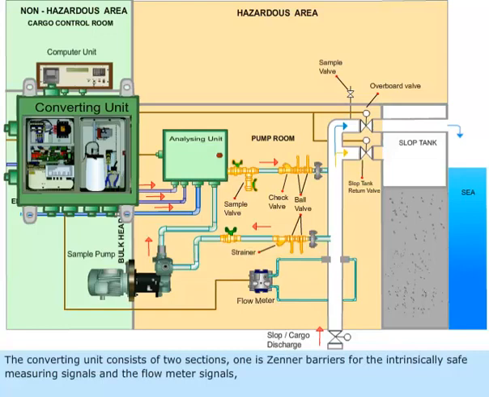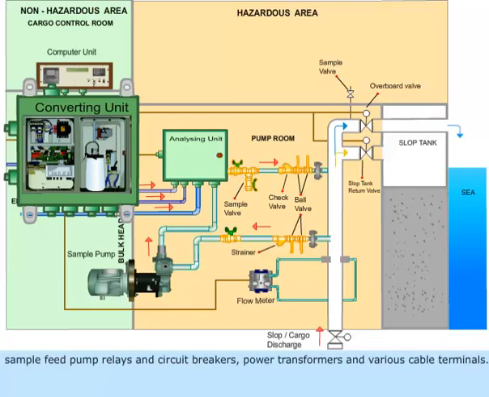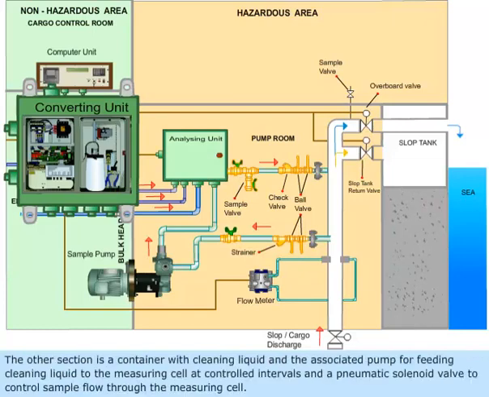The converting unit consists of two sections. One is Zener barriers, for the intrinsically safe measuring signals and the flow meter signals, sample feed pump relays and circuit breakers, power transformers, and various cable terminals. The other section is a container with cleaning liquid and the associated pump for feeding cleaning liquid to the measuring cell at controlled intervals, and a pneumatic solenoid valve to control sample flow through the measuring cell.